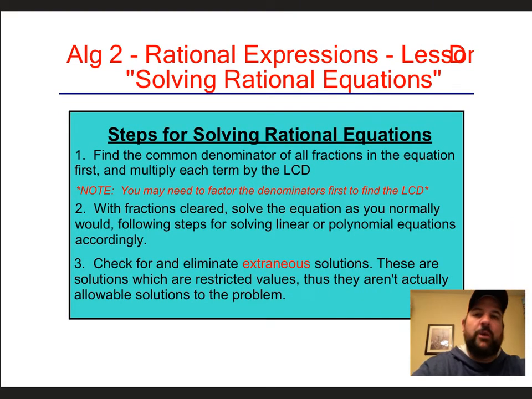So as I just said, we have two basic ways we can solve. We can use the cross multiplying process that we just saw in that first case, or in most cases what we're going to be doing here is canceling out by multiplying by the LCD. So we have 3 steps. First, we're going to find the common denominator of all the fractions in the equation, and we're going to multiply each term by the LCD.